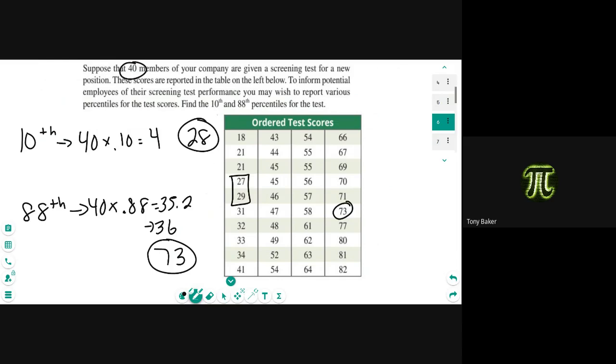So why did you take 27 and 29, add it, and divide by 2? Because it came out to be an integer. And the rule says if it's an integer, I take that number and the next number, add them and divide by 2. So in this case, that 4, I take the fourth number and the fifth number, add them up and divide by 2. Since 88 was not an integer, I round up and that's the number I take.